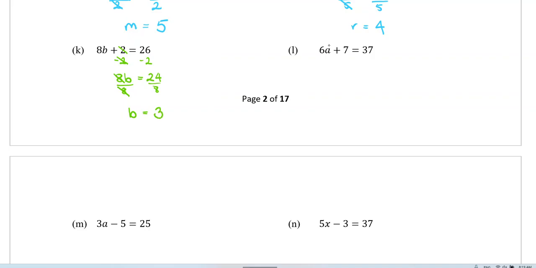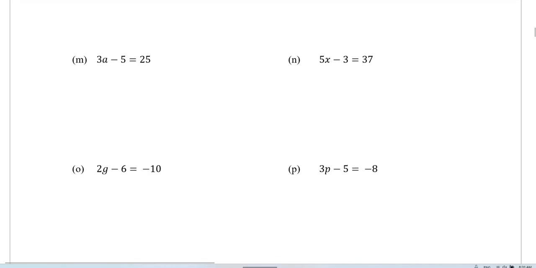Part L, 6a plus 7, so the plus 7 needs to go first. The opposite is to minus 7. Do it to both sides. That will leave 6a equals 37 take away 7 is 30. Then 6 times a, the opposite is to divide by 6. And that will give a equals 30 divided by 6 is 5.